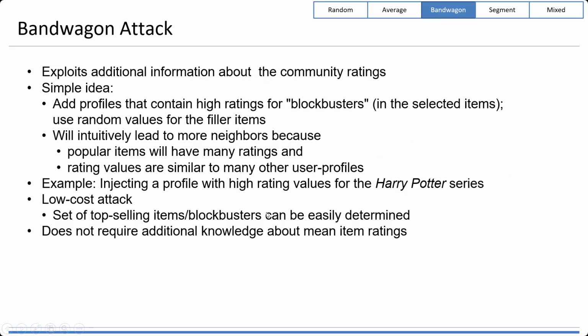A set of top selling items or blockbusters can be easily identified. Okay, people like the Squid Game. Then, of course, when they create new fake users, they will make a higher rating on the Squid Game. And this does not require additional knowledge about the item ratings because you can just rely on the popular items.